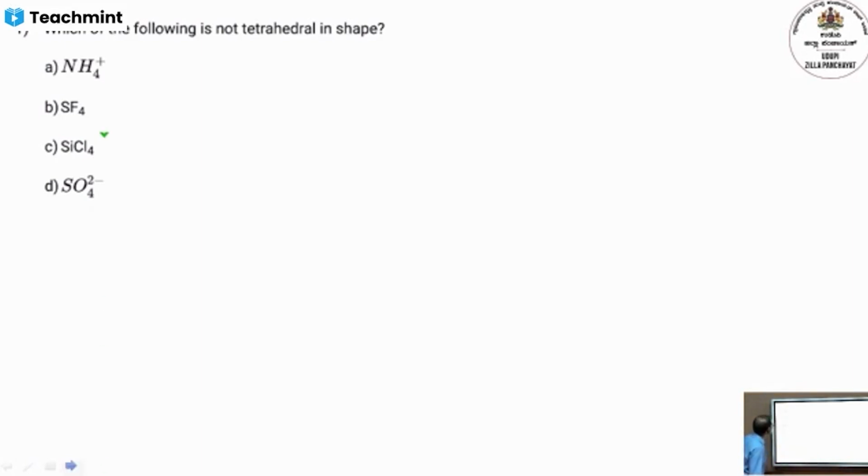And here the right answer is SF4, because SF4 has sulfur, and it has a lone pair of electrons on the sulfur atom. So sulfur, we know, belongs to the oxygen family, and 4 bonds it makes with the fluorine, and therefore it is not tetrahedral in shape.